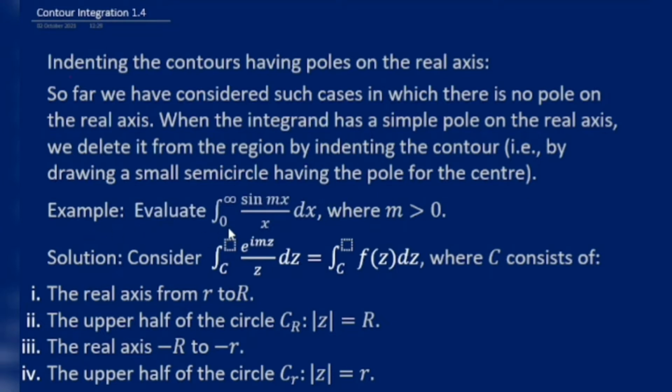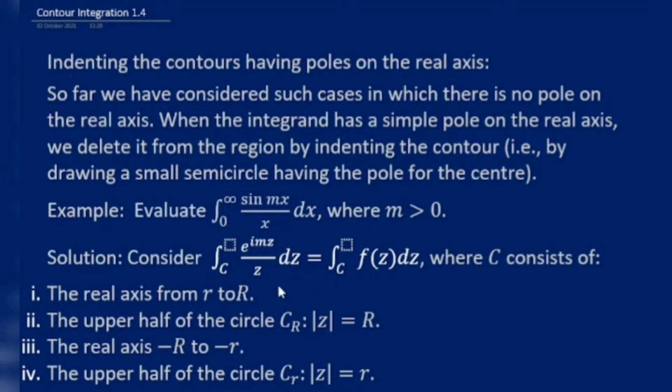Evaluate the integral from 0 to infinity of sin mx divided by x dx, where m is greater than 0. So the solution: consider the integral along C of e to the power iota mz by z dz, which is equal to the integral along C of f(z) dz. Please watch my previous video lecture on contour integrations to make the topic more clear to you.